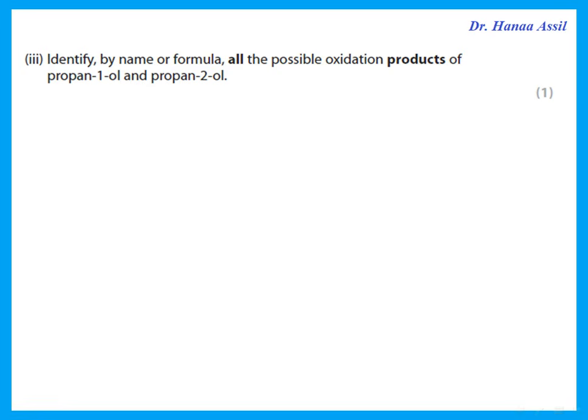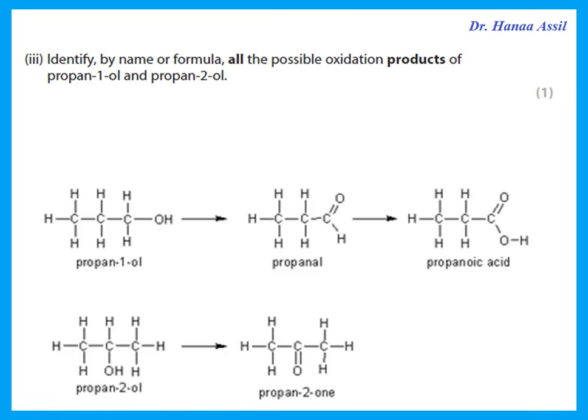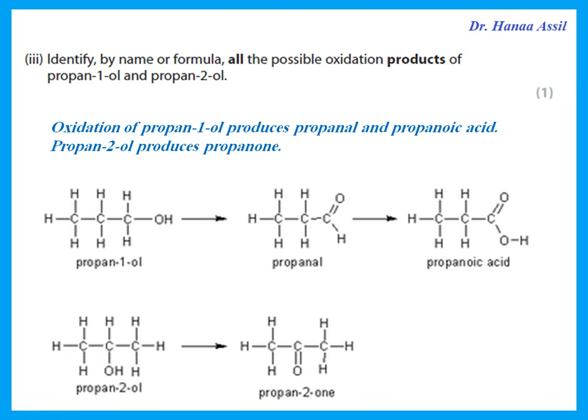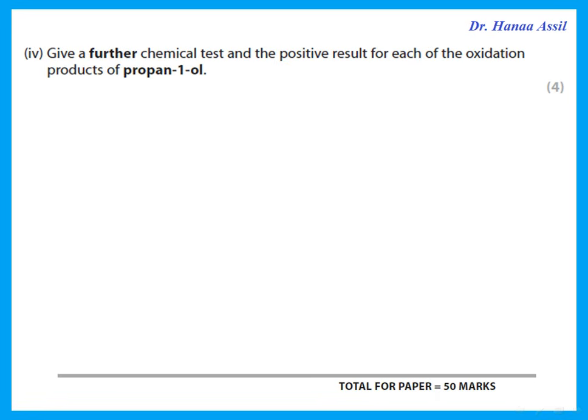Identify by name or formula all the possible oxidation products of propane 1-ol and propane 2-ol. Okay, when we oxidize propane 1-ol, that's a primary alcohol. It gives the aldehyde and then the acid. So it would give propanal and then propanoic acid. Propane 2-ol is a secondary alcohol. So when it is oxidized, it gives the ketone. So this gives propanone.